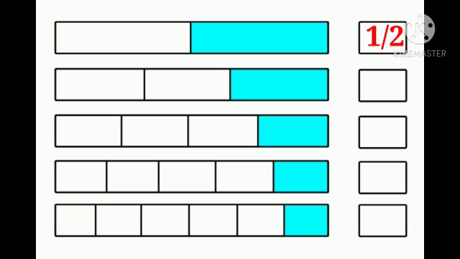Total 3 parts are there and one is shaded. So we will write there 1 upon 3. Next one, total 4 parts are there and one is colored. So we will write 1 upon 4. Next, total 5 parts are there, one is colored. So the fraction will be 1 upon 5. Next, total 6 parts are there and one is colored. So the fraction will be 1 upon 6.